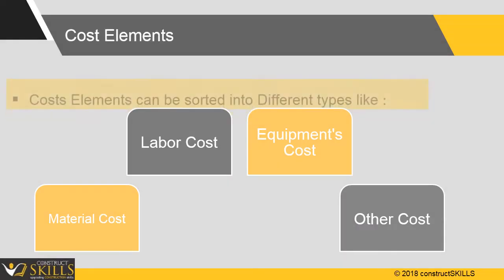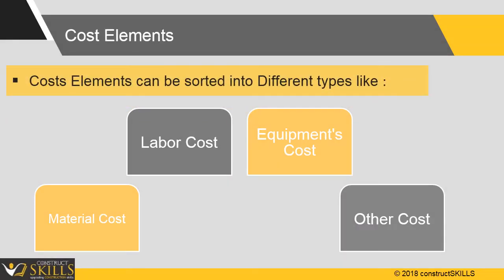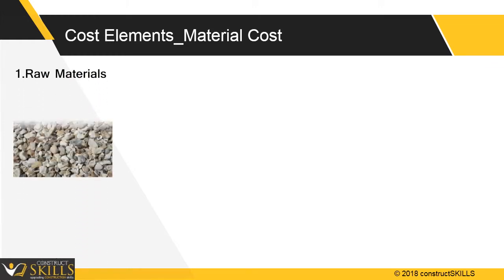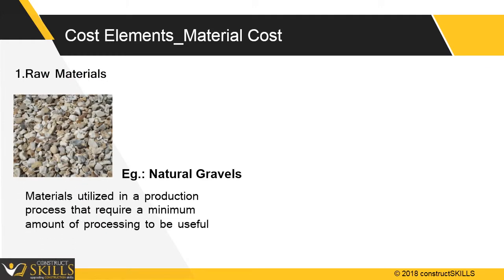Cost elements can also be sorted into different types of cost like material costs, labor cost, equipment cost, and other overhead cost. Material cost. Material cost includes different costs like 1. Raw material. These are materials utilized in a production process that require a minimum amount of processing to be useful. For example, natural gravels. 2.